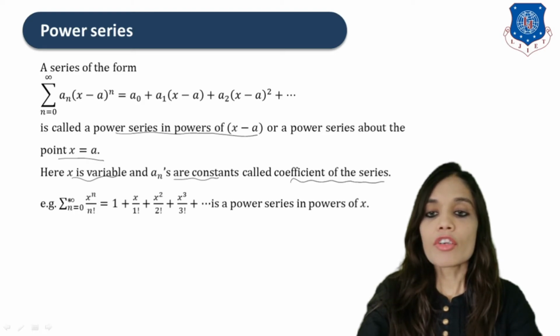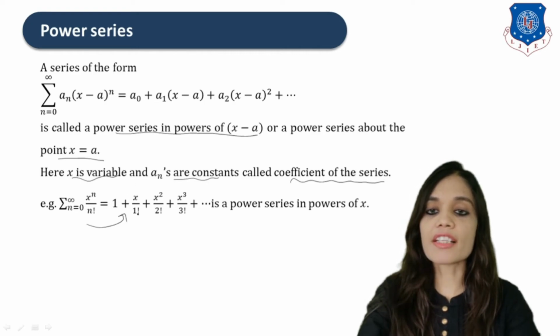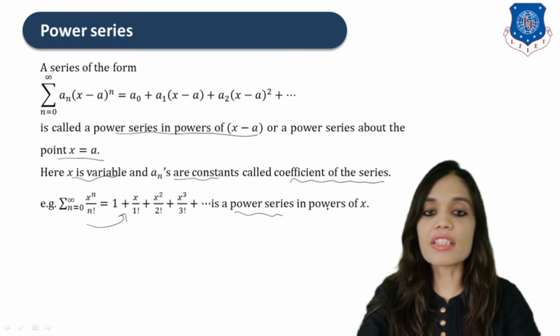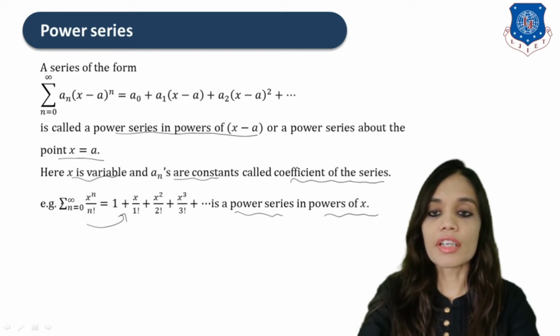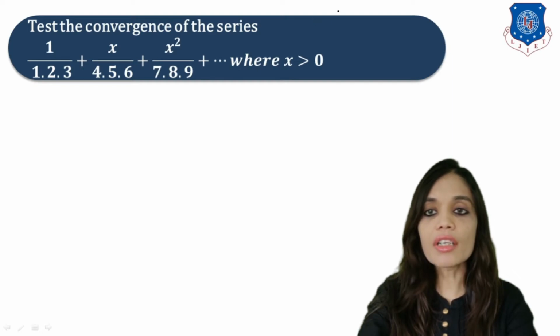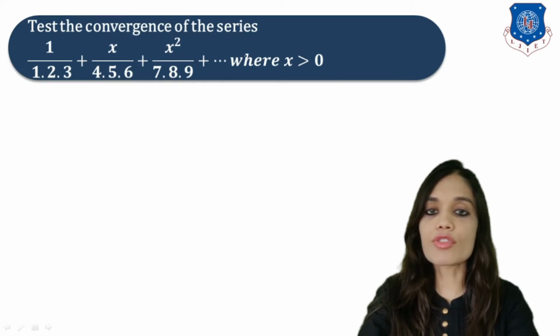Done? Next, for example, summation n equals 0 to infinity x raised to n upon n factorial, which can be written as 1 plus x upon 1 factorial plus x square upon 2 factorial plus and so on, is a power series in powers of x, right? So this is an example of a power series. Now let us solve an example, that is we have to test the convergence of the series 1 upon 1, 2, 3 plus x upon 4, 5, 6 plus x square upon 7, 8, 9 plus and so on. Here we are given x is greater than 0. That is, this series is a positive term series.